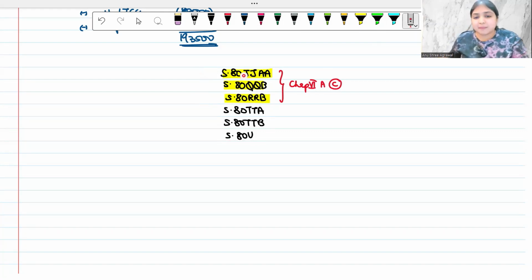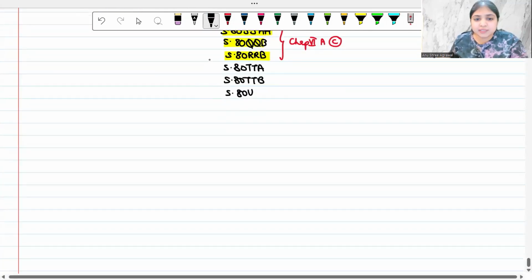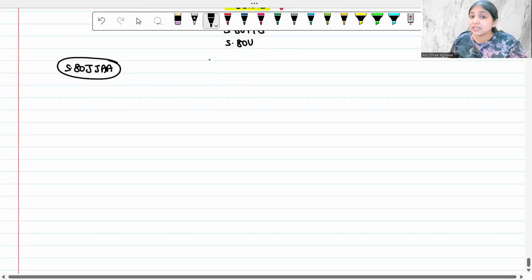Okay, let's take them up one by one. Our very first discussion is going to be about section 80JJAA, a section which was earlier not very important for the intermediate level.